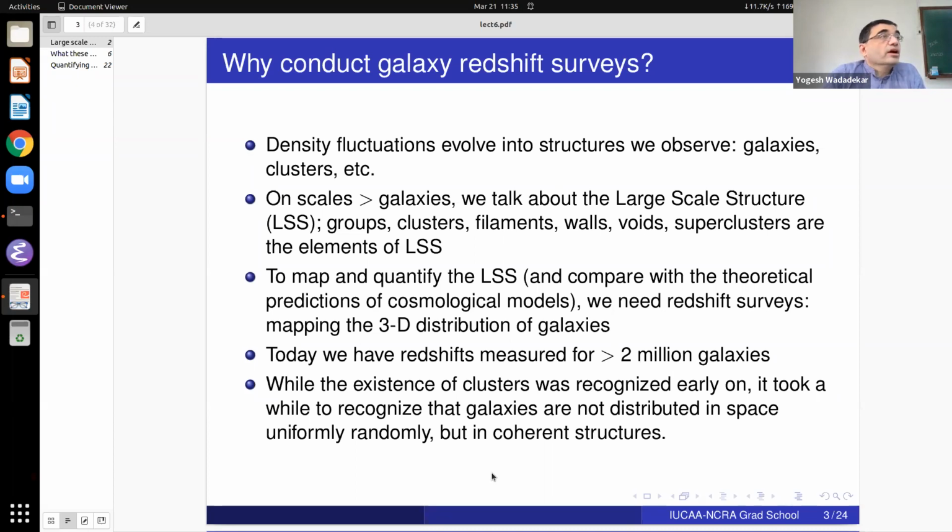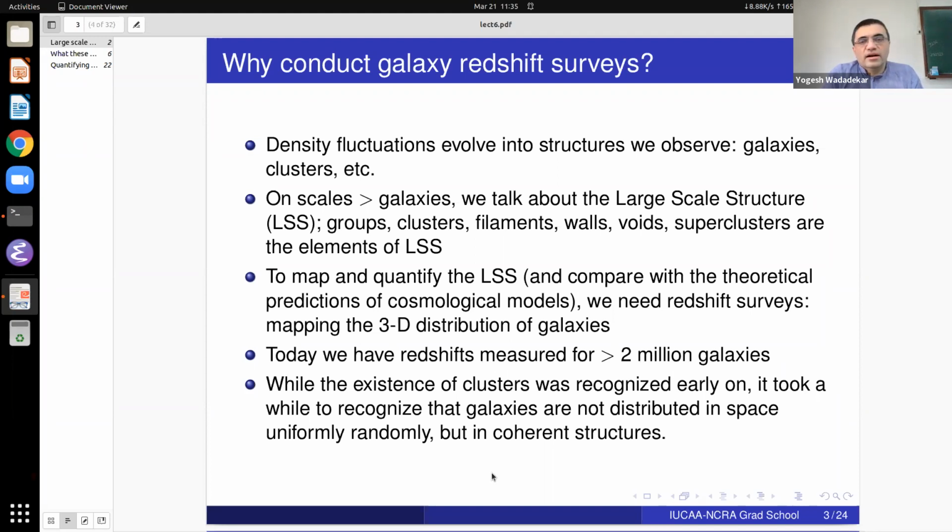And these have been going on. Galaxy redshift surveys have been going on in a systematic way for more than 50 years now. And today we have redshifts measured for more than 2 million, probably more than 3 million galaxies now. While the existence of clusters was recognized early on, it took a while to recognize that the galaxies are not distributed in space uniformly and randomly, but in coherent structures.